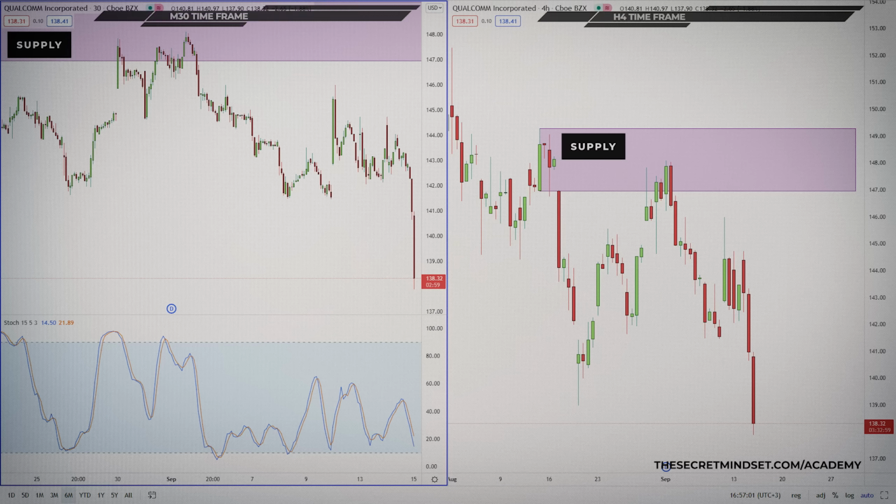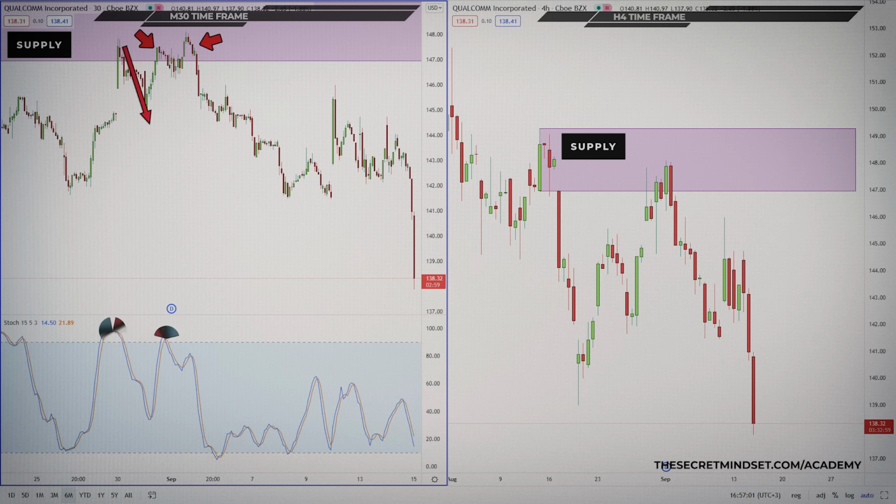We found this supply zone on the 4-hour time frame on the right side. On the 30-minute time frame, on the first retest of the supply zone, stochastic was well over 90 and price found new sellers in this area. We had a nice swing to the downside. We even had the third and the fourth retest of the area.